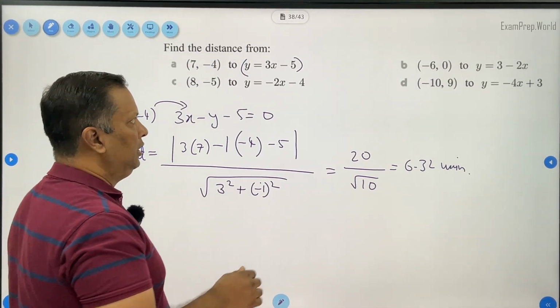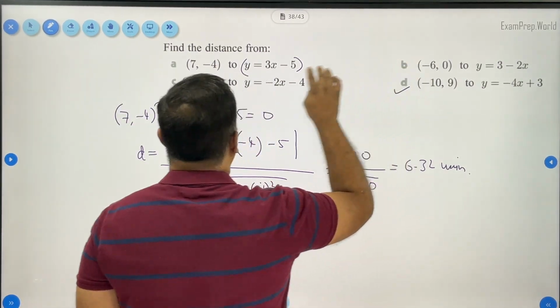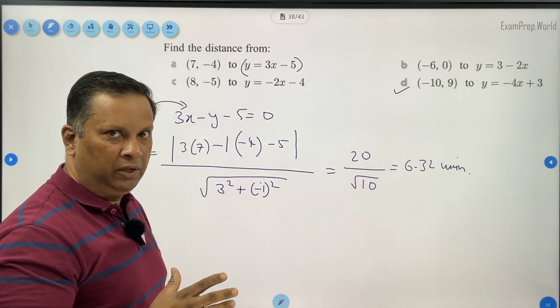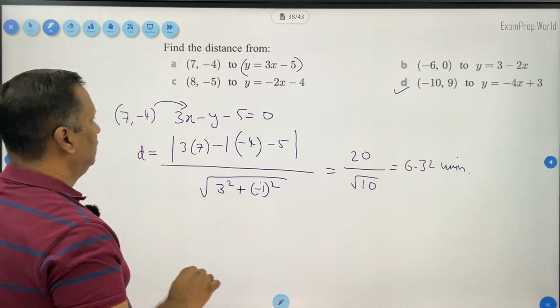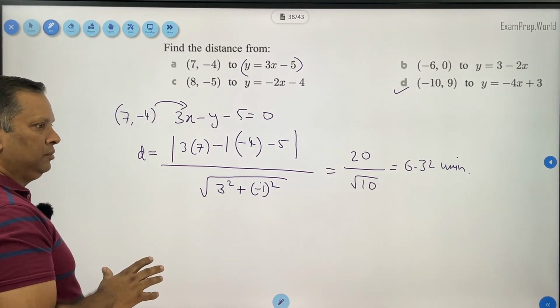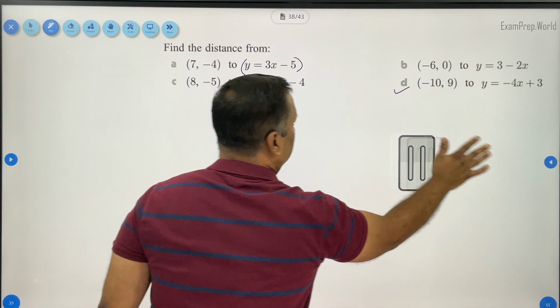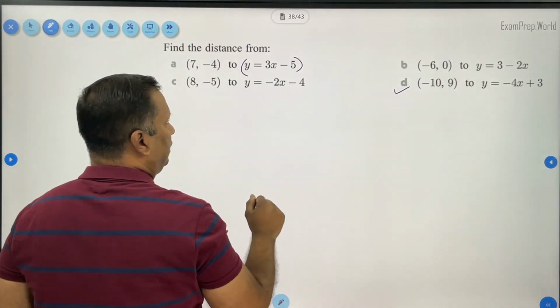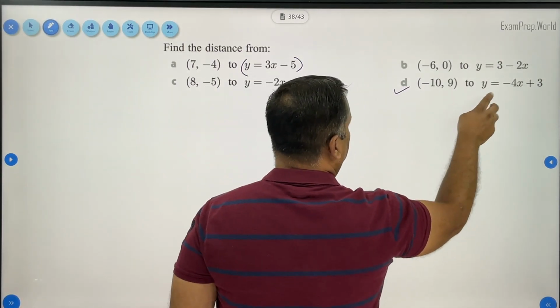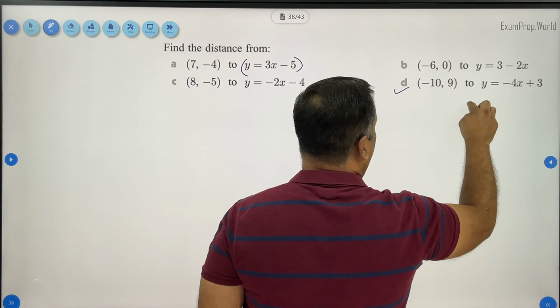Let's do one more. Let us do D. You can do B and C on your own. It's very simple, right? Direct application of formula. So pause, right? Done. Erasing. So this time point is here and the line is like this. So let us convert this line into standard form.